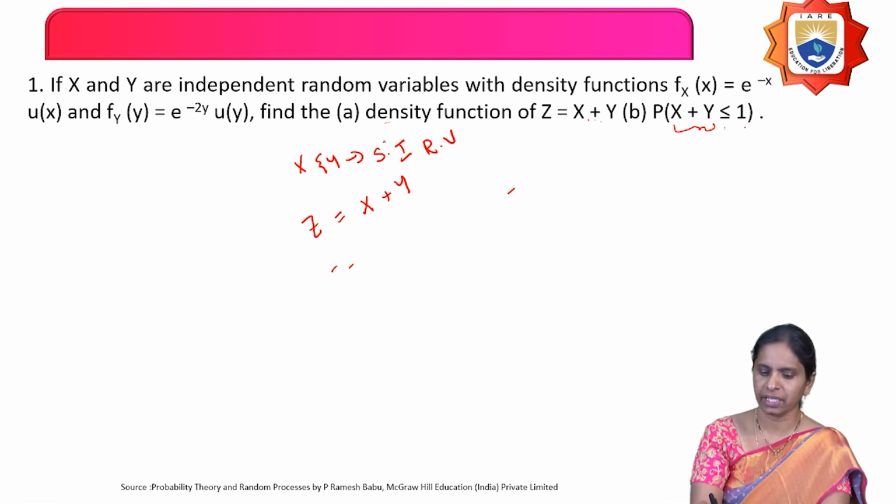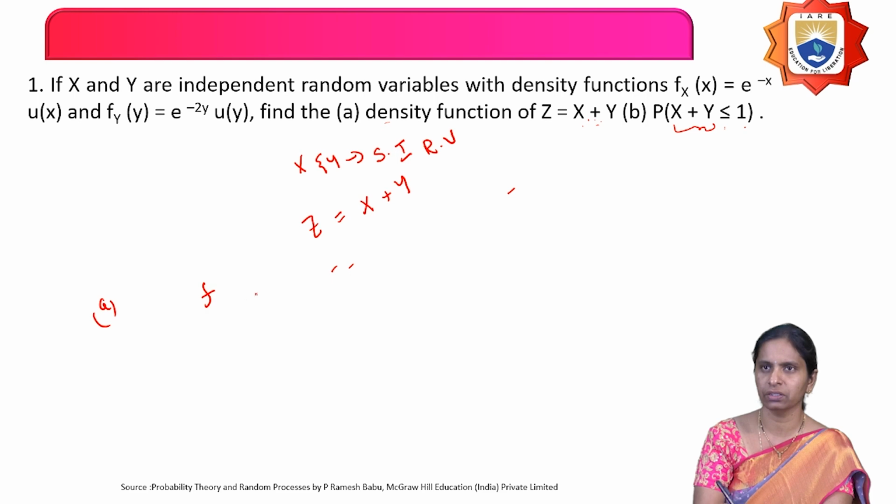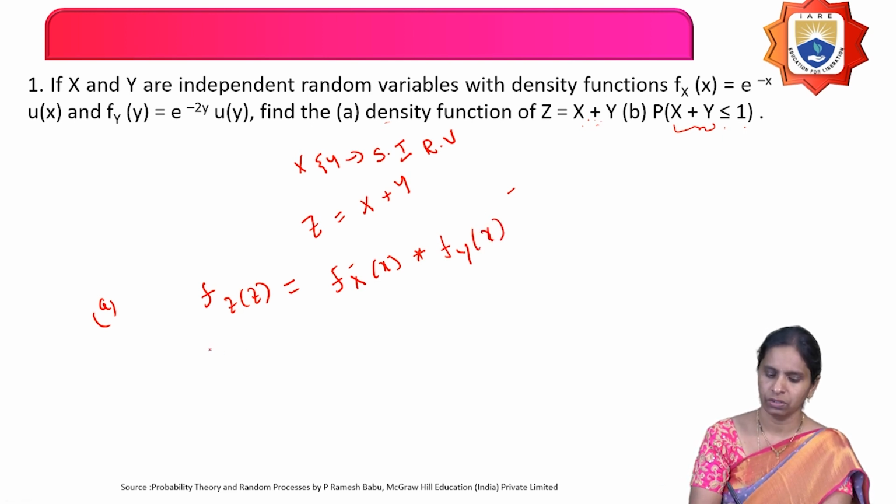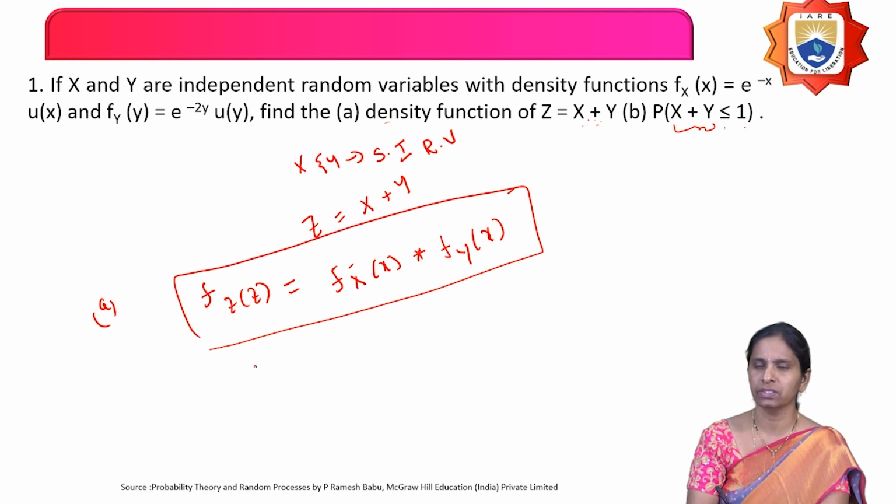So, given X and Y are statistically independent random variables, they have added these two random variables to get a new random variable Z. For the first problem, we have to calculate the density function of the sum of those two random variables. That is nothing but the convolution of the density functions of the given two random variables. Therefore, fX(x) convolution fY(x). So, this is the formula to calculate the density function of the sum of two independent random variables.